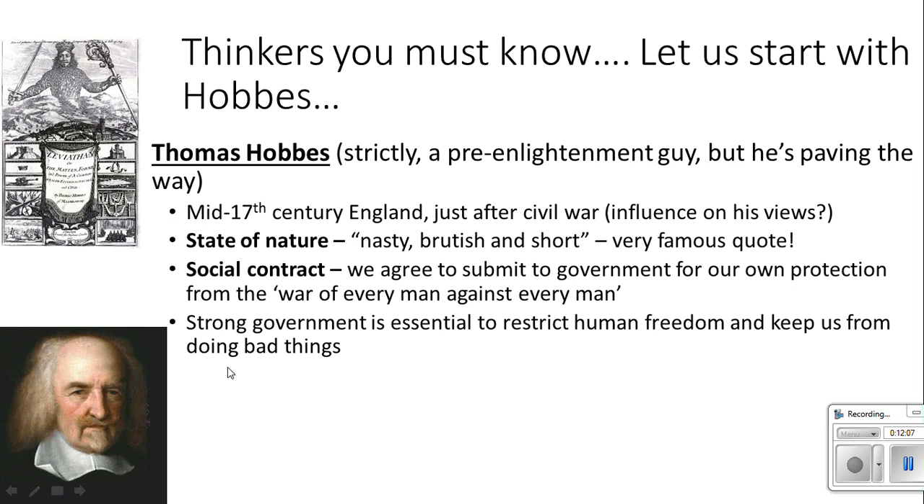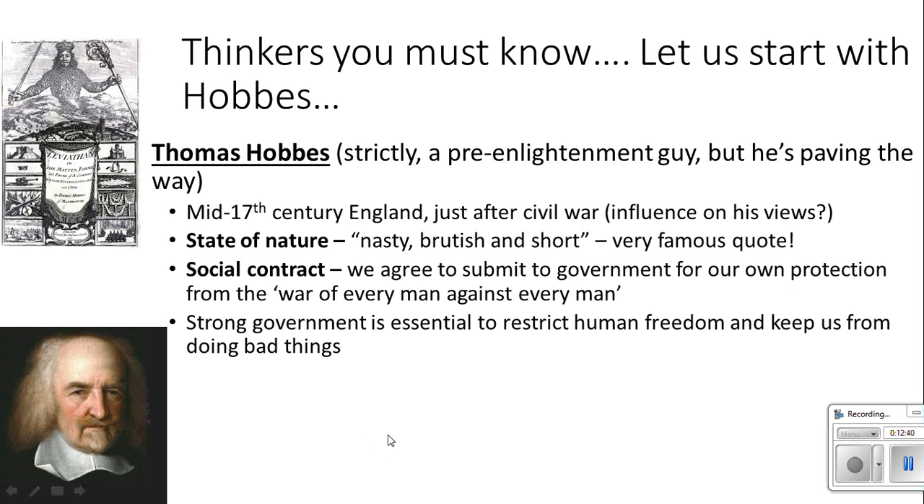And to that end, Hobbes argues, whether or not you're going to have a parliament or a king, and keep in mind that this text is often used as a justification for absolute monarchy, that a very strong government that is like a leviathan, like a huge sort of monster, is essential to restrict human freedom and keep us from doing these bad things. Okay, and that is, we agree to submit ourselves to this sort of monster of a government in order to prevent terrible things from happening to us.